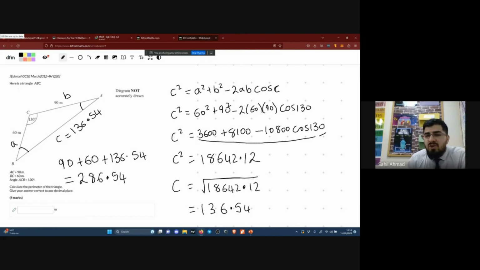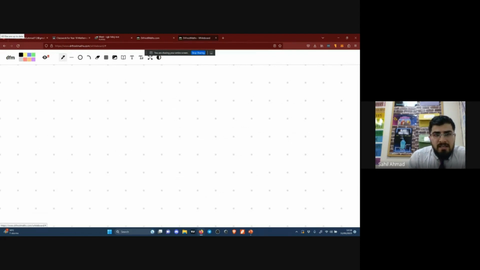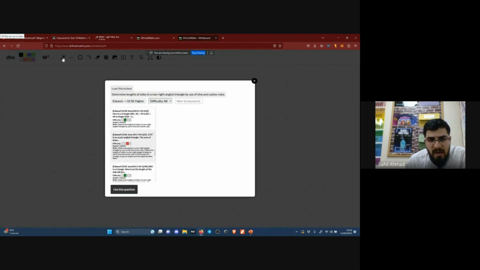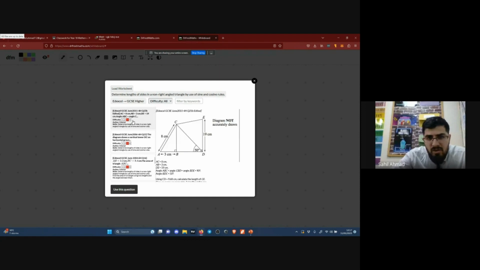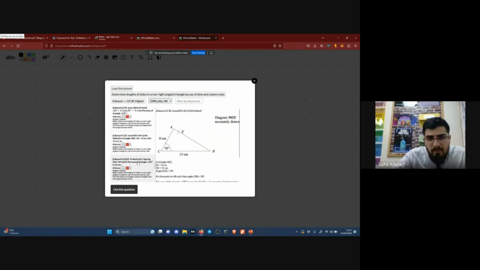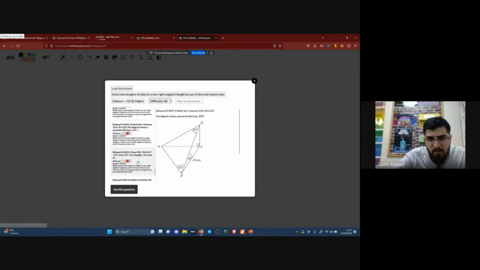So that was an example of working out a missing length using the cosine rule. Now what we're going to do next is go through and find a question where we can work out the missing angle using the cosine rule as well. So give me just a second while I find the triangle for us that would have that question.